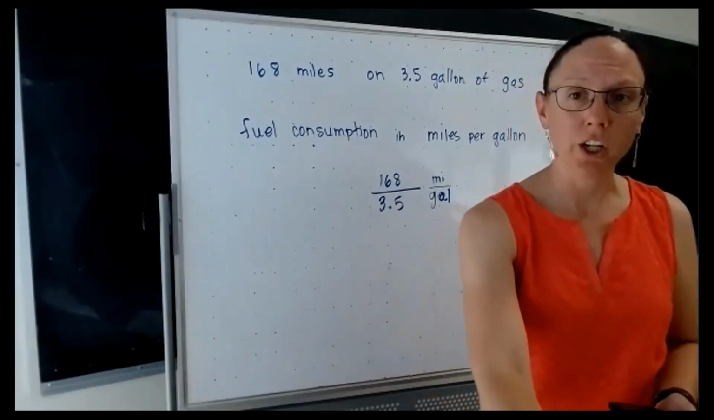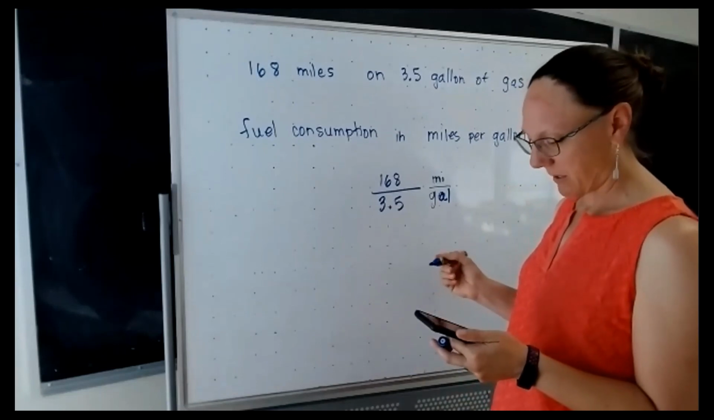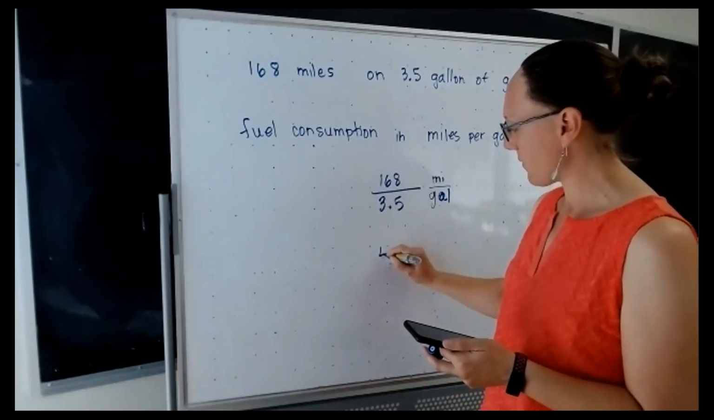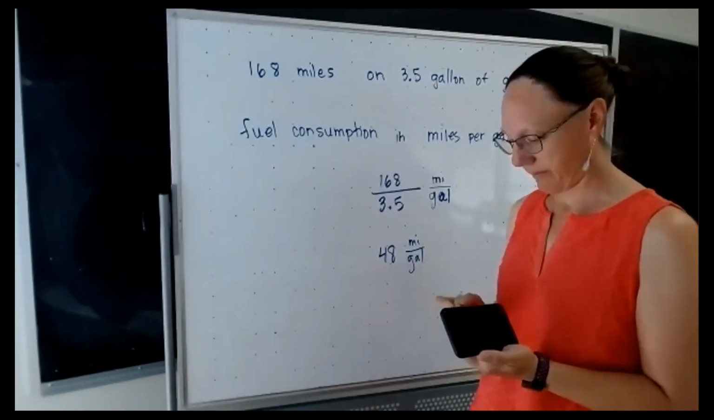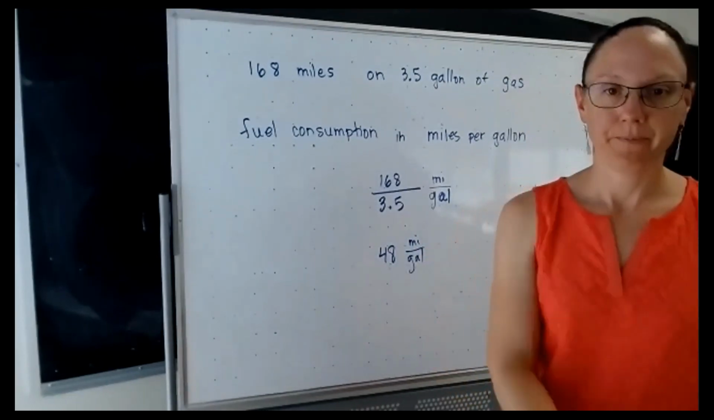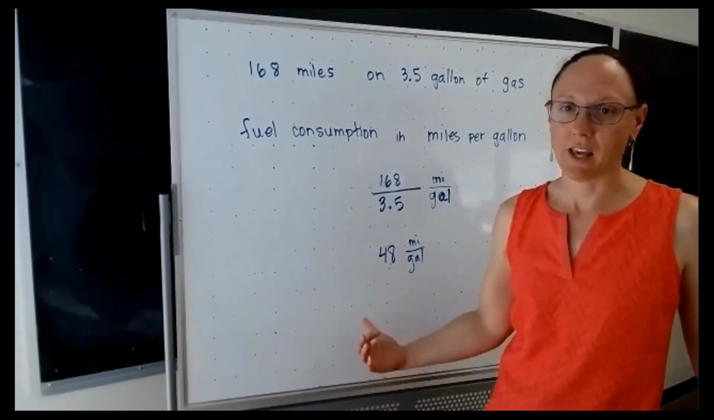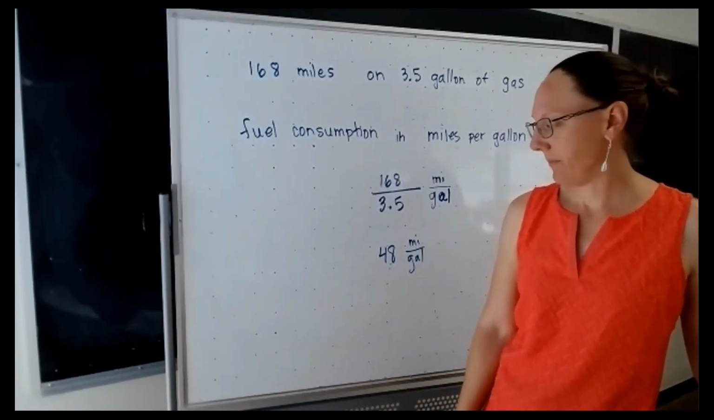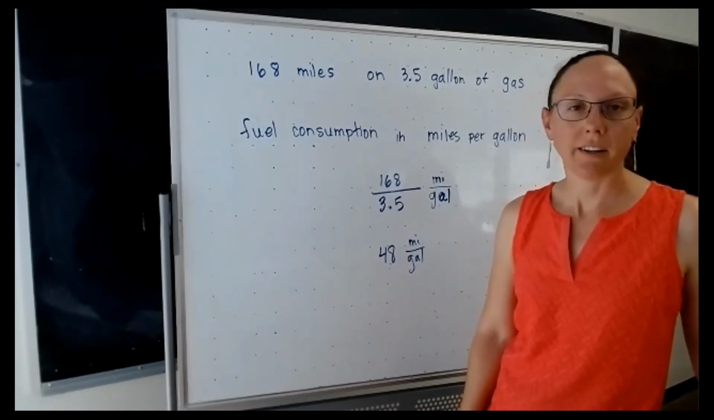Dude, that car gets some good gas mileage. 168 divided by 3.5, man, that's 48 miles per gallon. That's like crazy good gas mileage. That's like, I don't know, 1990s turbo diesel Jetta kind of gas mileage.